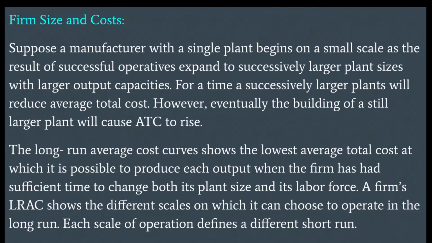Firm size and costs. Suppose a manufacturer with a single plant begins on a small scale. As the result of successful operations, it expands to successively larger plant sizes with larger output capacities. For a time, successively larger plants will reduce average total cost. However, eventually the building of a still larger plant will cause ATC to rise. The long-run average cost curve shows the lowest average total cost at which it is possible to produce each output when the firm has had sufficient time to change both its plant size and its labor force. A firm's LRAC shows the different scales on which it can choose to operate in the long run. Each scale of operation defines a different short run.